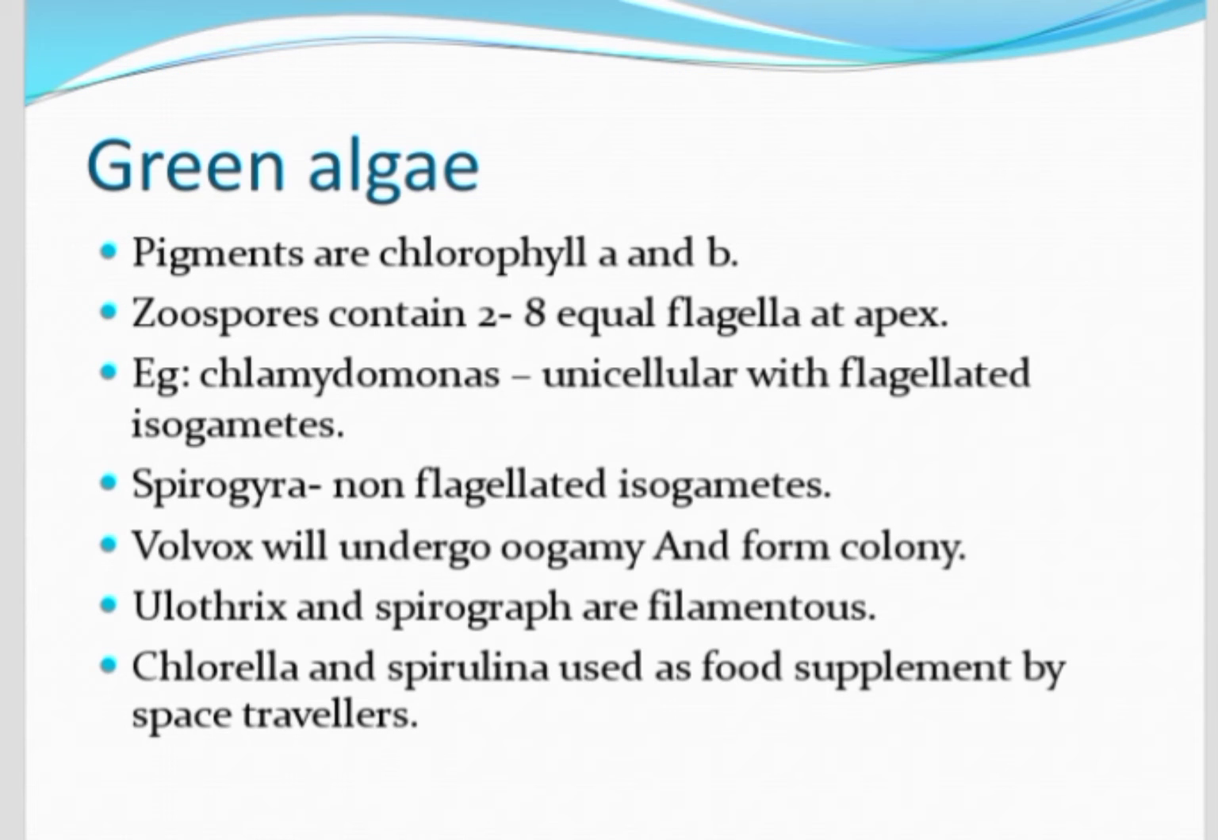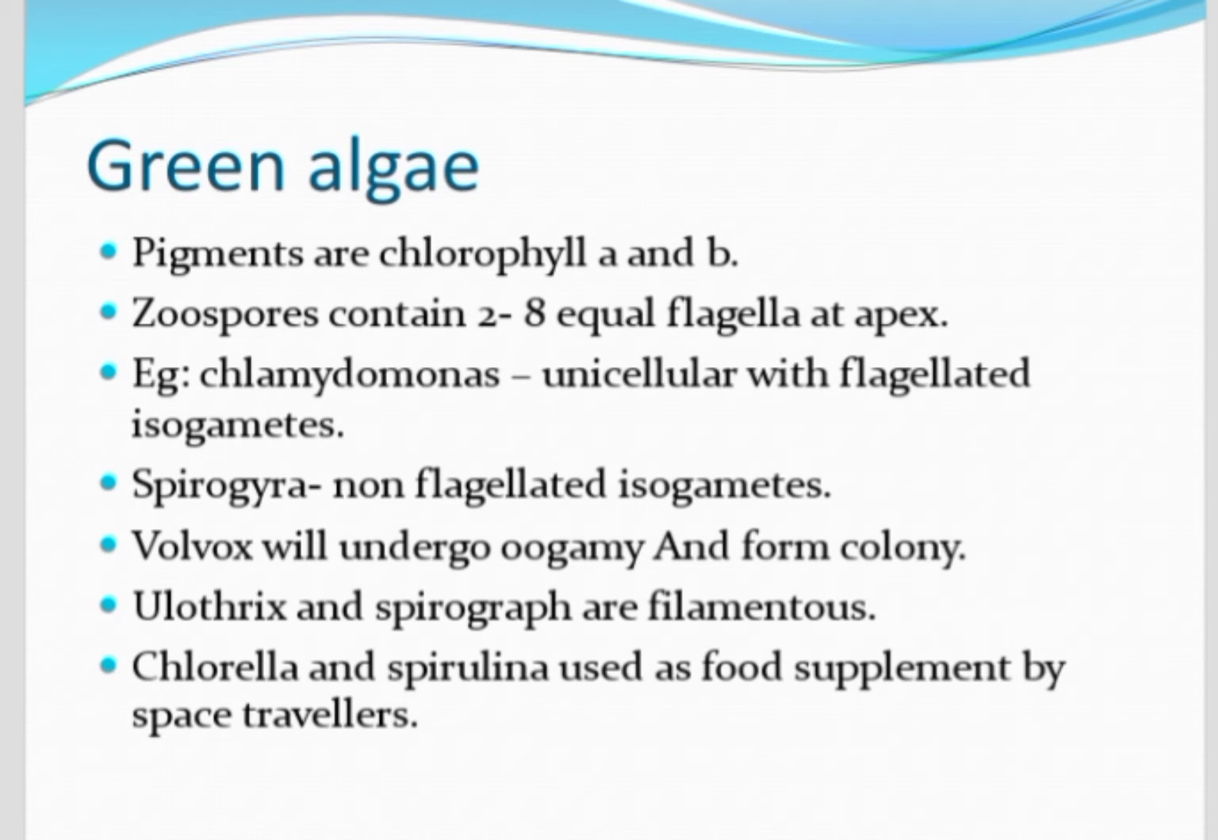They are chlorophyll A and B for photosynthesis. Zoospores are motile spores that contain 2 to 8 equal flagella at the tip. Examples: Chlamydomonas is unicellular with flagellated isogametes, Spirogyra has non-flagellated isogametes, Volvox undergoes oogamy and forms a colony, so it is colonial. Ulothrix and Spirogyra are filamentous. Chlorella and Spirulina are used as a food supplement by space travelers. So these are also important.